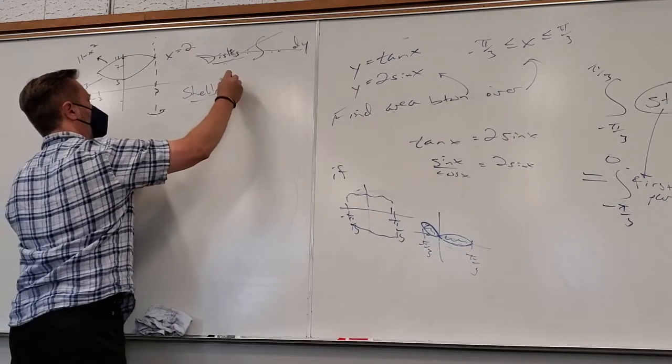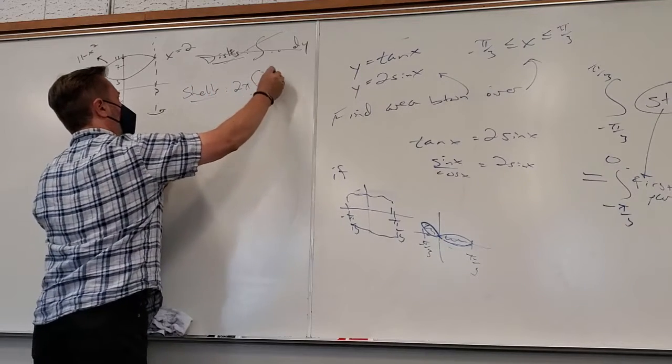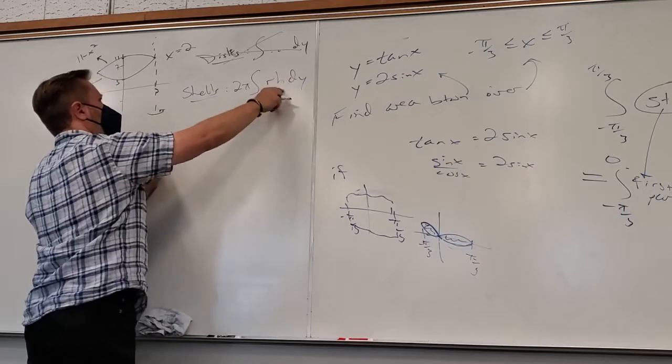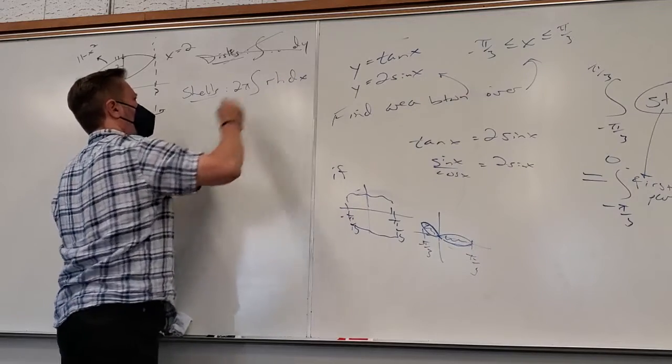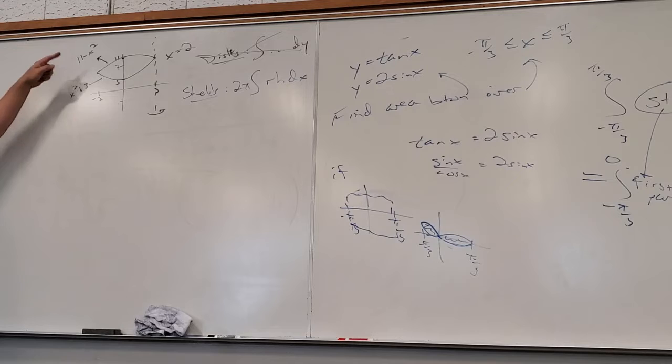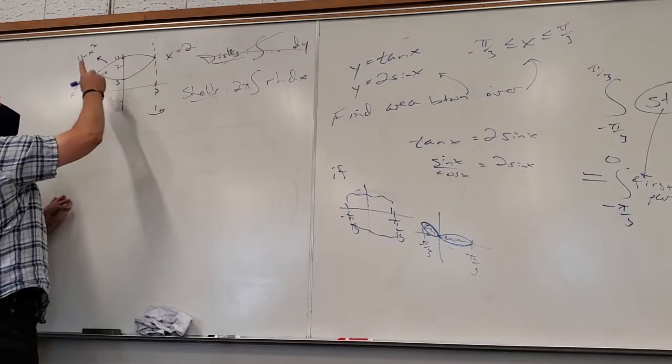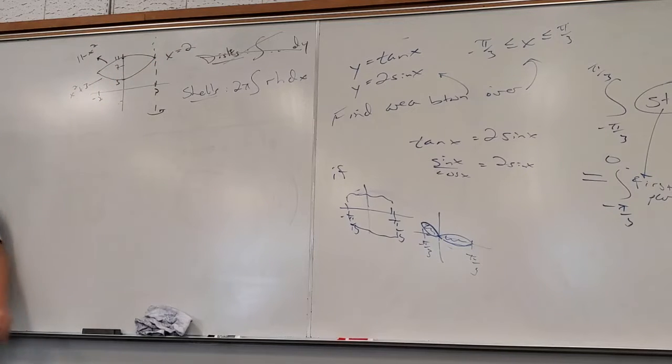Therefore, we're going to use shells. Shells needs this stuff, right? r and h. So disks needs dy, shells needs dx. And again, I'll go over this in a minute, kind of review real quick why those are the way they are. Let's just keep going here. So now I'm going to rotate it like this.